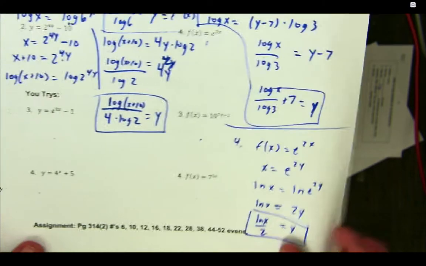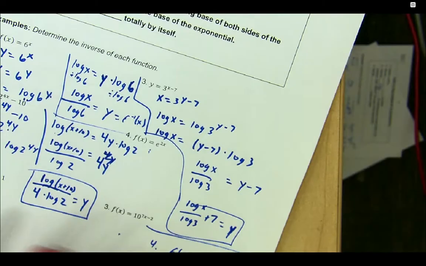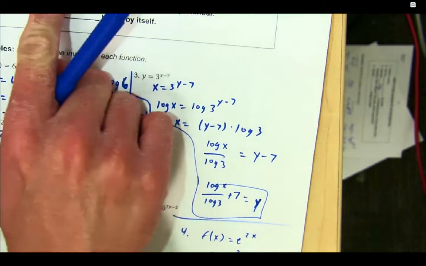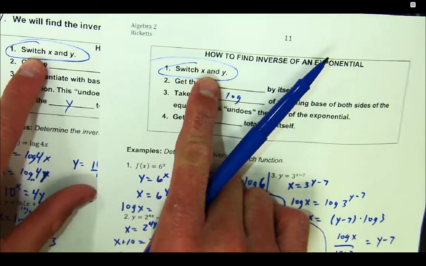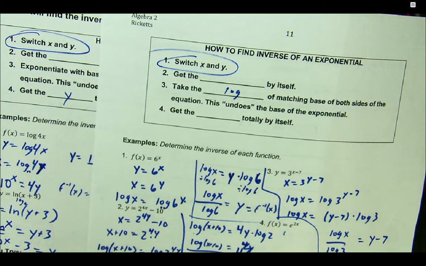So, recap, we talked about both how to find an inverse of logs and how to find the inverse of an exponential. Similar processes, in fact, that you have to switch x and y back and forth each time. But whether you start with a log or start with an exponent, that process gets a little bit different. So hopefully going through those proves helpful.